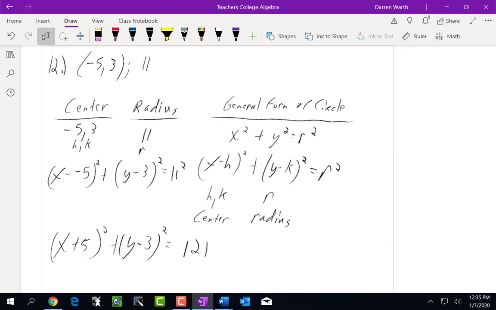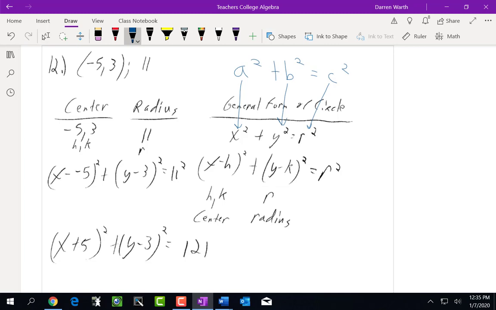Okay, number 12. It says write the standard form of the equation of the circle with the given center and radius. So remember the general form of a circle. The way I remember it is the Pythagorean theorem, a squared plus b squared equals c squared. My a value becomes my x, my b becomes my y, and my c is my radius when I insert a triangle onto the circle form.